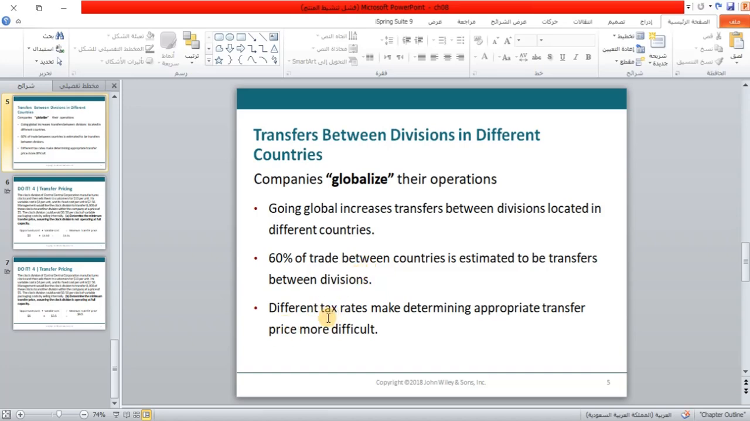Different tax rates may make determining the appropriate transfer price more difficult. Now, when the company has to transfer goods from country A to country B to another division, they consider the difference in tax rates. Simply, they prefer to show profits in the country with low tax rates.